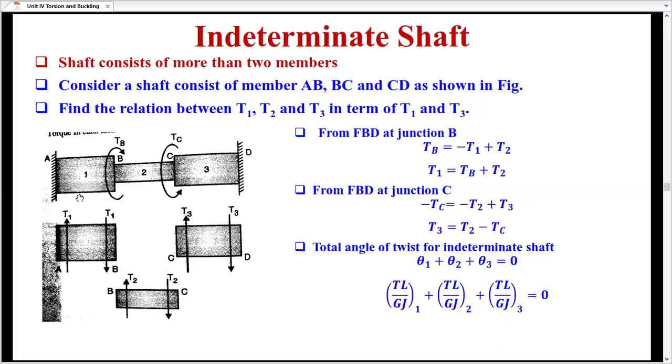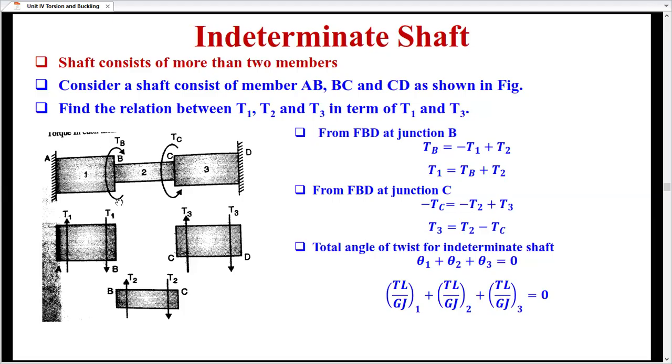If we look at this arrangement, we have shaft AB, shaft BC, and CD, which are connected to each other, and these shafts are fixed at locations A and D. We have to find out the torque at point B and the torque at point C. Now B is the common junction for shaft AB and shaft BC, whereas C is the common junction for shaft BC and shaft CD. So what will be the torque at point B?